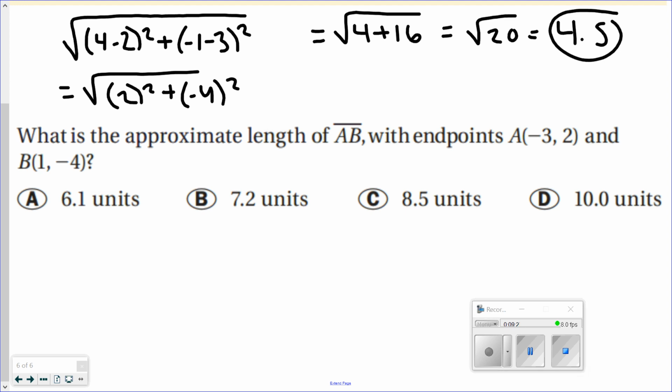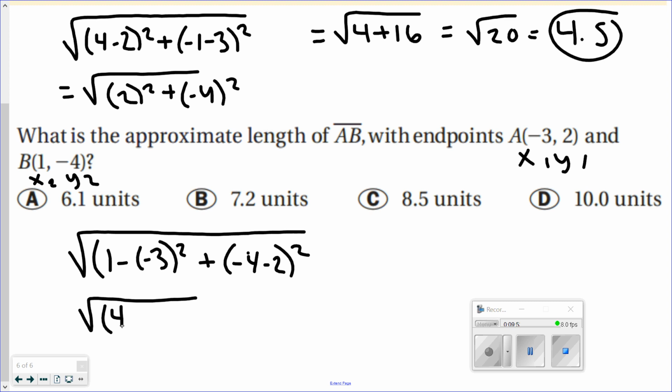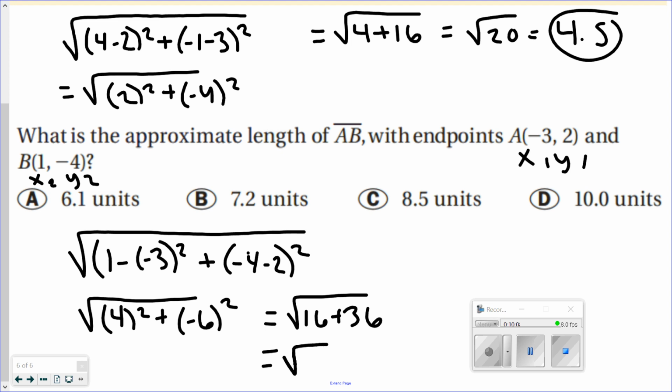So I'm going to call this x1, y1, x2, y2. Do the distance formula. I have 1 minus a negative 3 squared plus negative 4 minus 2, squaring that. So I end up getting 4 squared plus negative 6 squared. This simplifies to the square root of 16 plus 36, which is equal to the square root of 52.